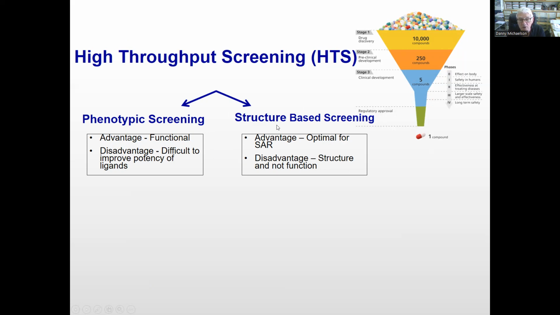On the other hand, if you do structure-based screening, the main thing is that you have a structure-activity relationship, and you can use that to optimize your hits. So the conclusion is that we need to use both of these approaches in our study, and we would do so, as you will see shortly.